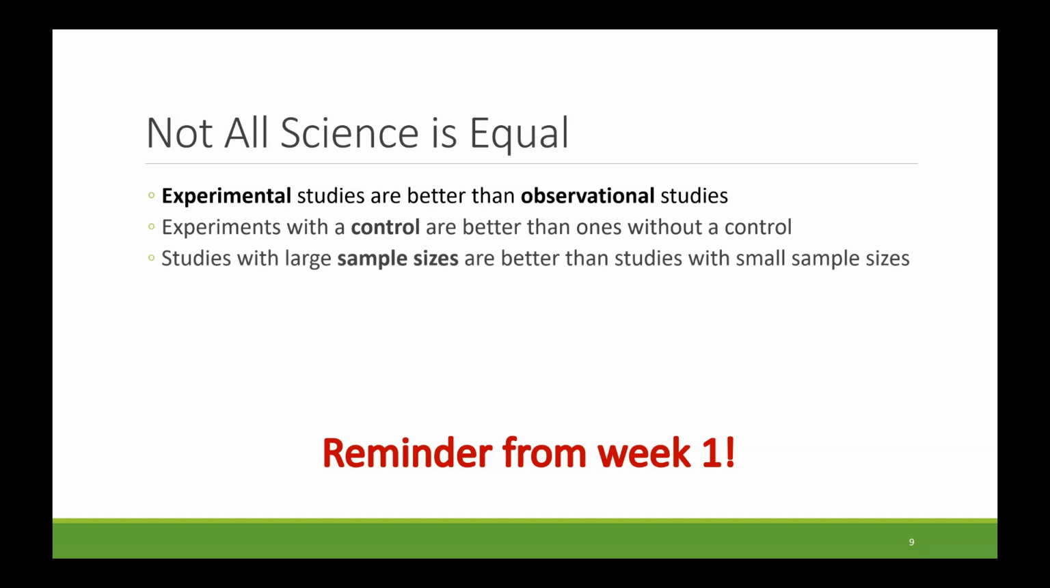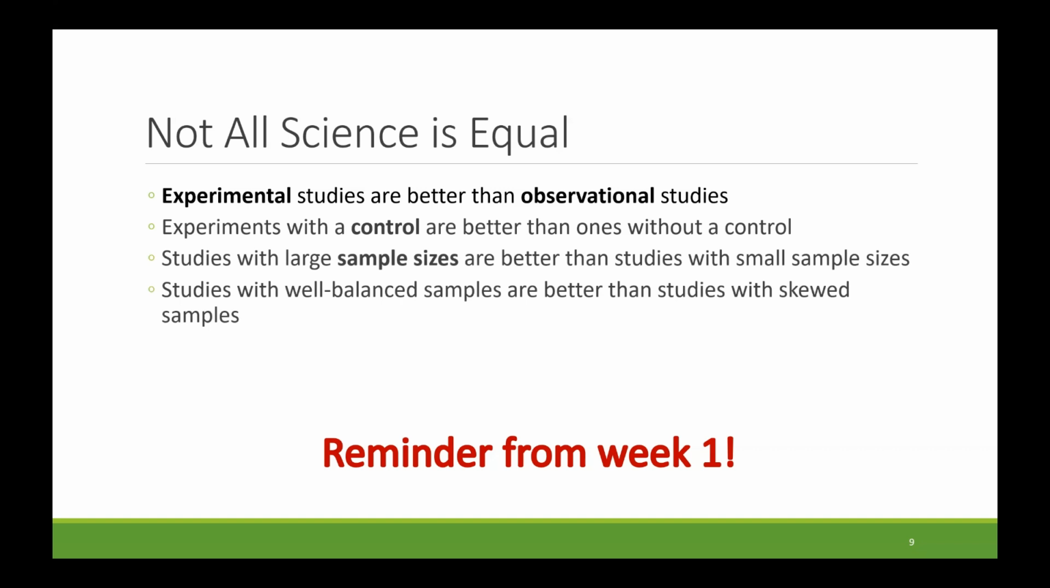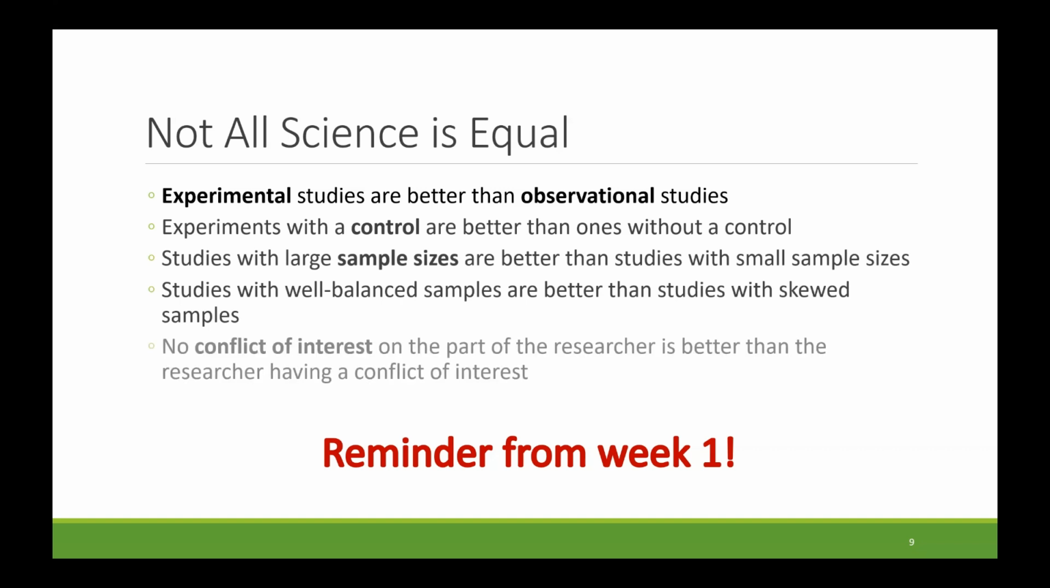We also learned that studies with large sample sizes are better than ones with smaller sizes because with more data, you get a better picture of what's being studied. And we learned that studies with well-balanced samples that have a good balanced representation of participants are better than ones that have skewed samples. And we learned that it's better for researchers to have no conflict of interest rather than having a conflict of interest that might influence them to come to a certain conclusion.